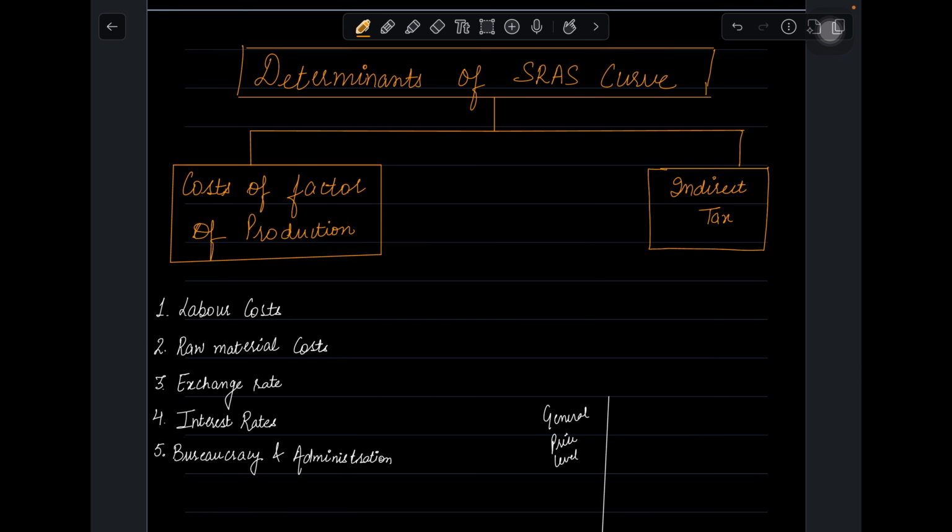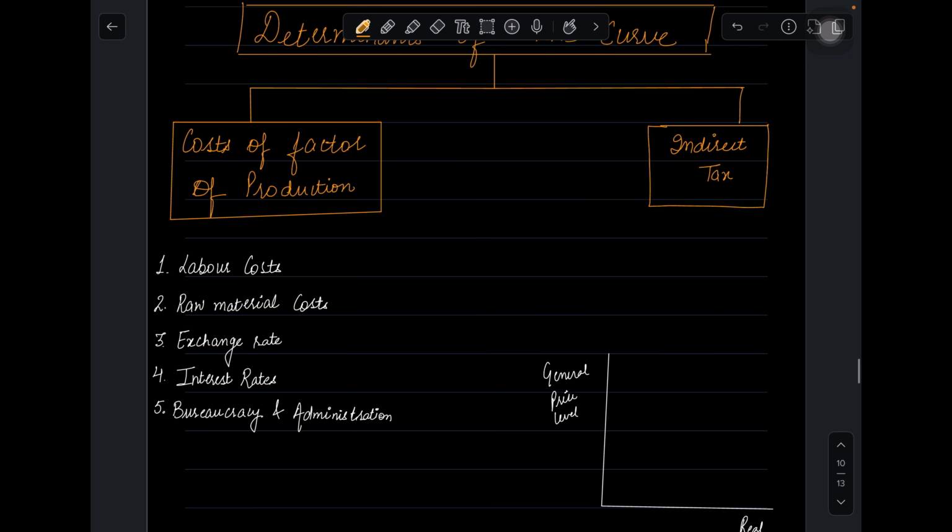Now, determinants of SRAS. What are determinants? Determinants are those factors which bring a change in the aggregate supply. These are divided into two parts. First is cost of factors of production and second is indirect tax. So, cost of factors of production first includes labor cost. If labor cost increases, cost of production increases, which means profits decrease, and that means less incentive to work. So aggregate supply also decreases.